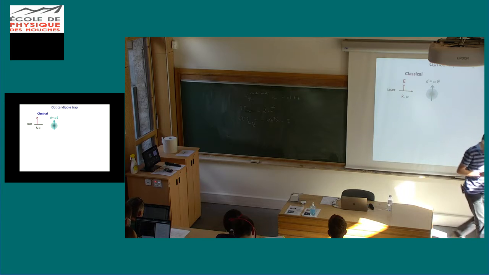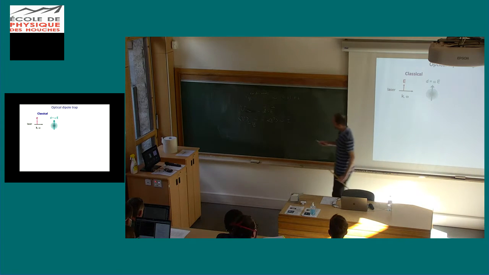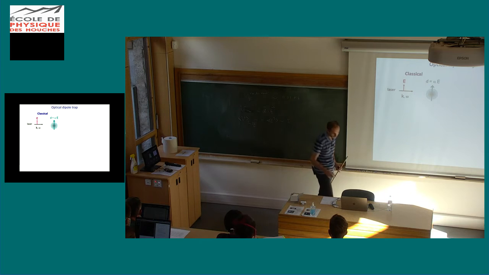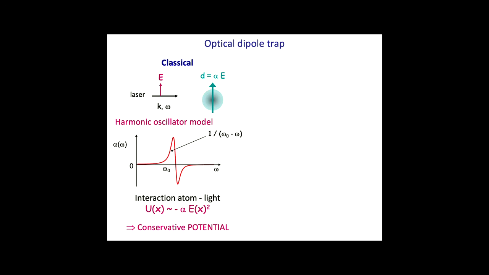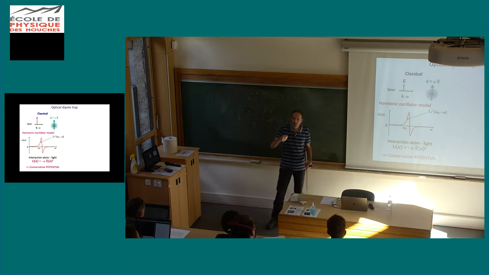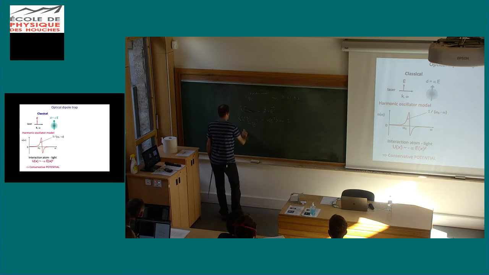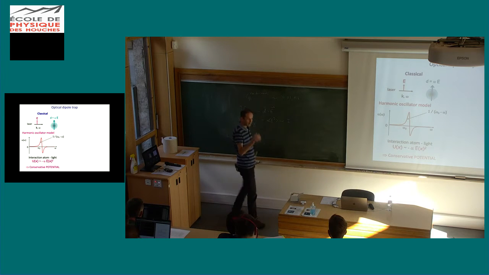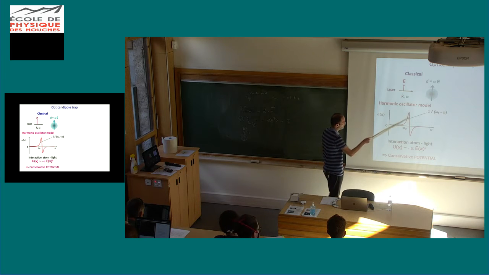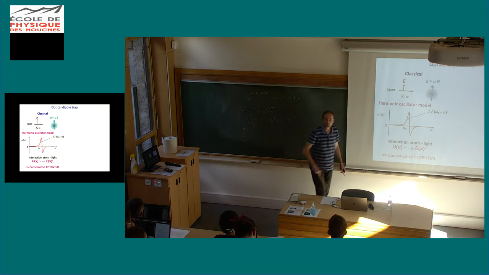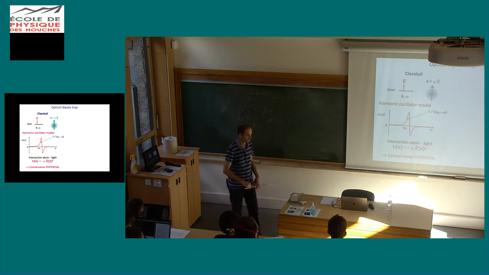Okay? But of course, it doesn't work in all regimes. It works if alpha is a real number. And you may remember from some model that you studied when you were younger, this classical model where the electron is elastically bound to the nucleus with a frequency omega naught. You may remember that the polarizability has this shape. It's a Lorentzian dispersive shape, okay? And in particular, in the tail, this falls down like 1 over omega naught minus omega, okay?